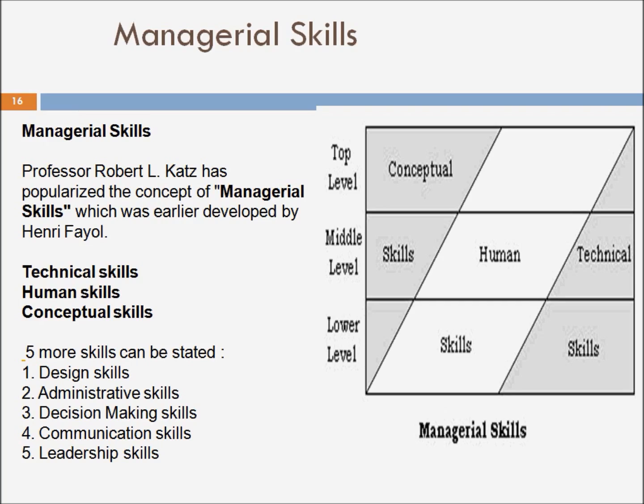technically appropriate. They need to have human skill, of course, because there is a lower level management which is reporting to them, and they are supposed to report that to the top level management. So in the middle level, the managers need to have conceptual, human and technical skill. All three are important. When we talk about the lower level management, all they require is technical and human skill.